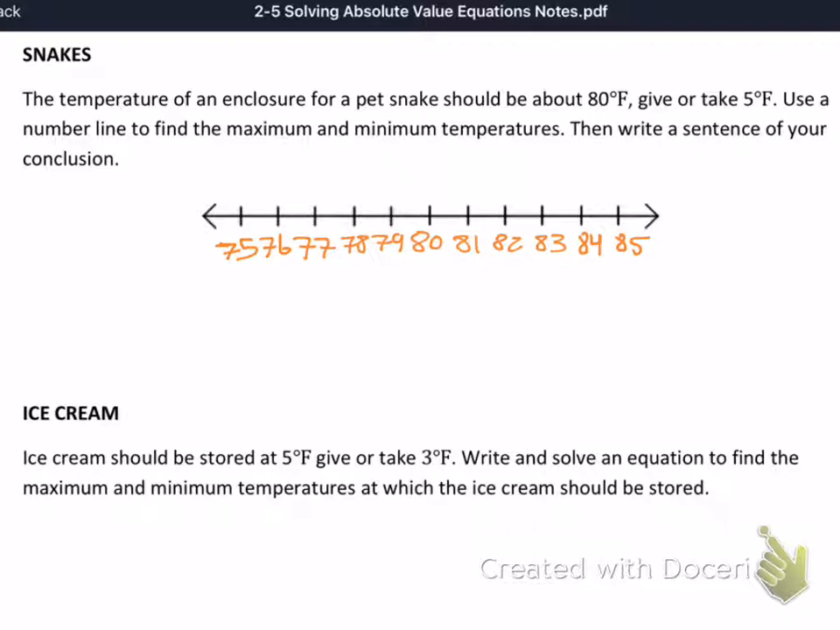And it says that the pet snake should be at about 80 degrees. That actually is our midpoint. And it says give or take 5 degrees. So it means this is our maximum and this is our minimum. So that means my two solutions are 75 and 85. So my sentence could be the minimum and maximum temperatures can be 75 degrees or 85 degrees.